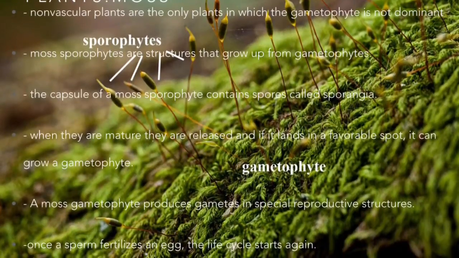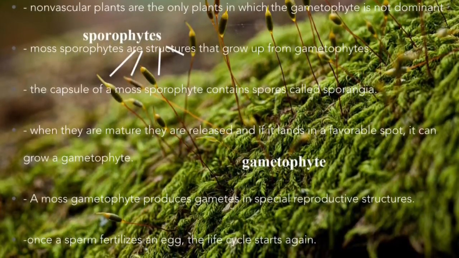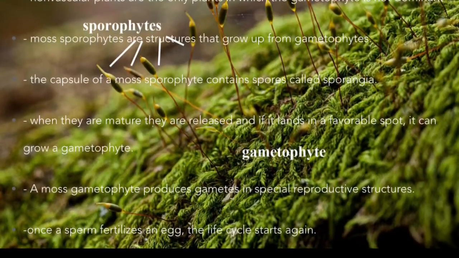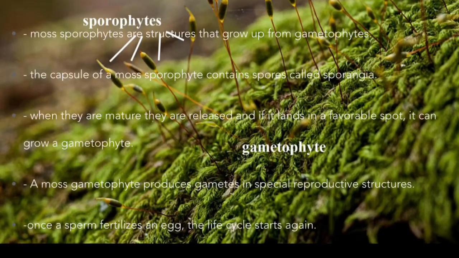Gametophyte. A moss gametophyte produces gametes in special reproductive structures. Once a sperm fertilizes an egg cell, the cycle starts again.